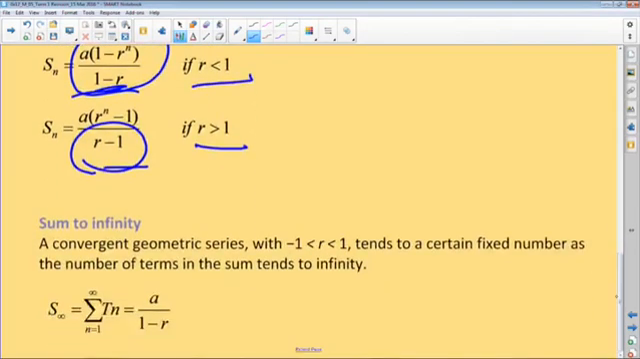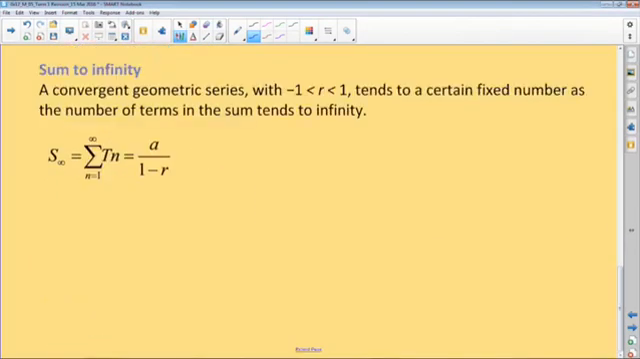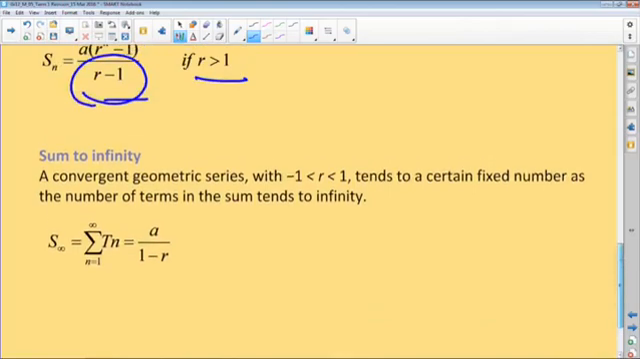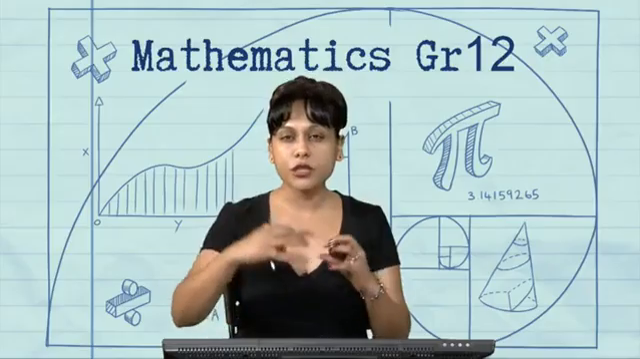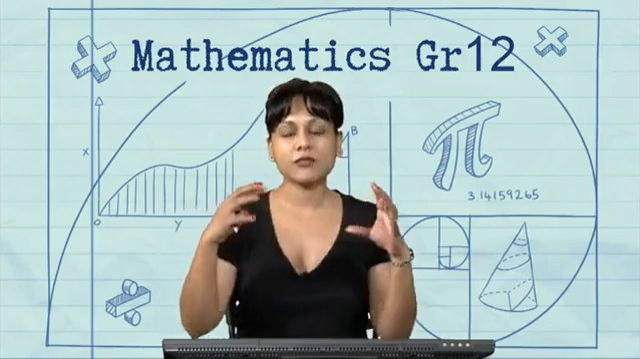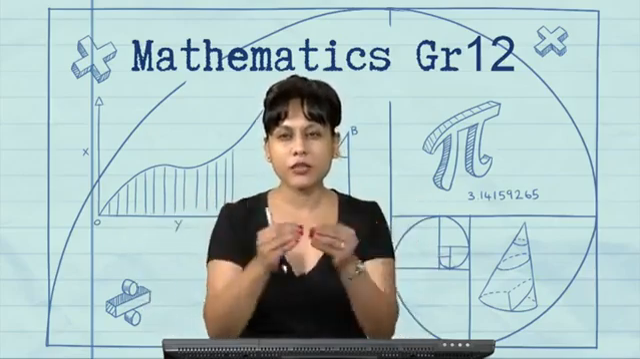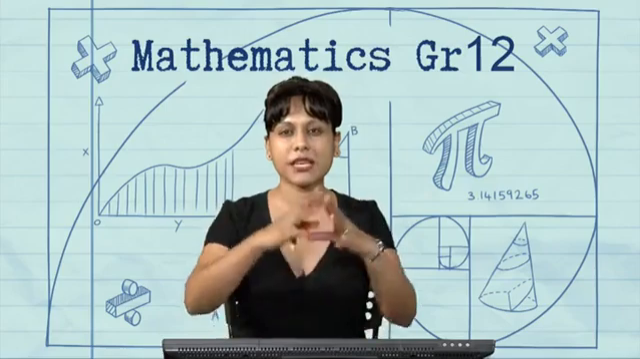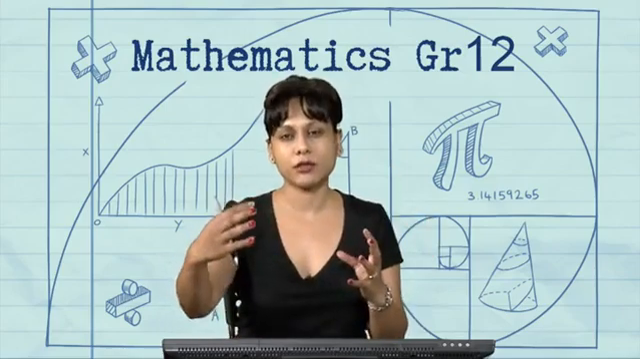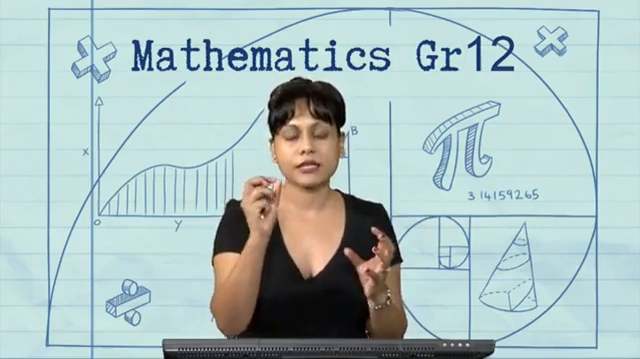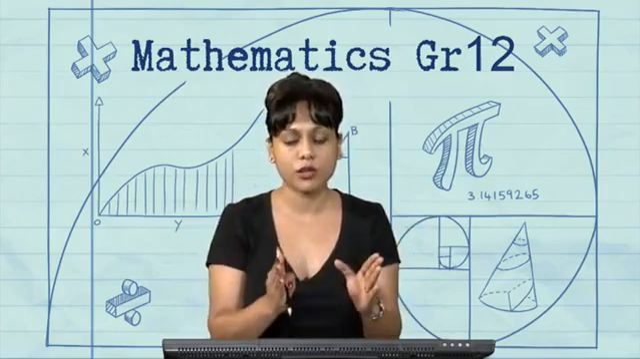Okay. And then the last point I asked you to make a few summary notes about is sum to infinity. Now, sum to infinity you will only get when you have a convergent geometric series. The series will only converge. When we're talking about a convergent series, we mean you've got a geometric series, and as you find the sum to infinity of your number of terms, it converges. In other words, it tends to a specific number. There is a limit to which this series will converge. So that's what we're talking about here.